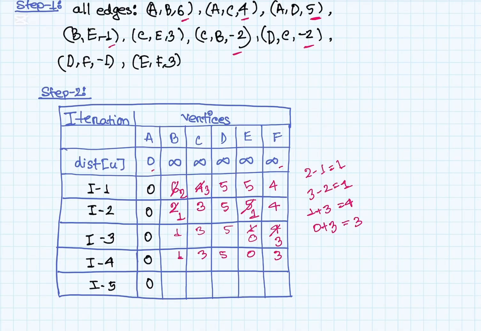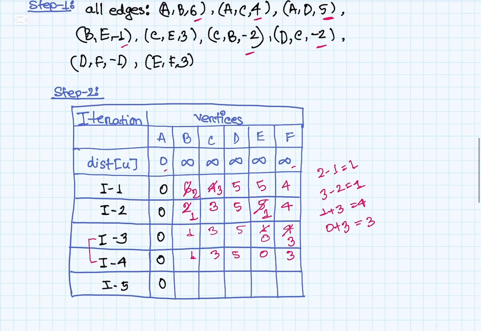As we can see, iteration 3 and iteration 4 have the same values, which means we have found all the shortest distances from the source to all other vertices, since there are no changes to the distance in both of these iterations. So this is our final answer. And this is exactly how the Bellman Ford algorithm works.